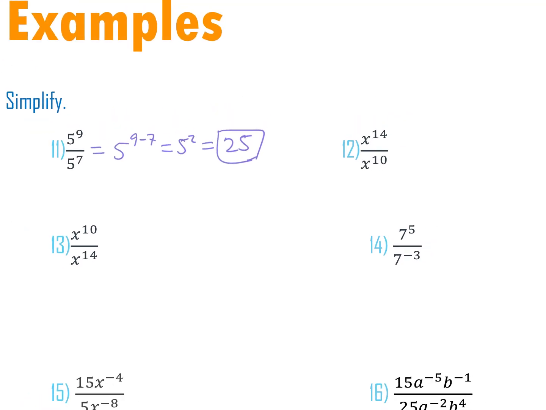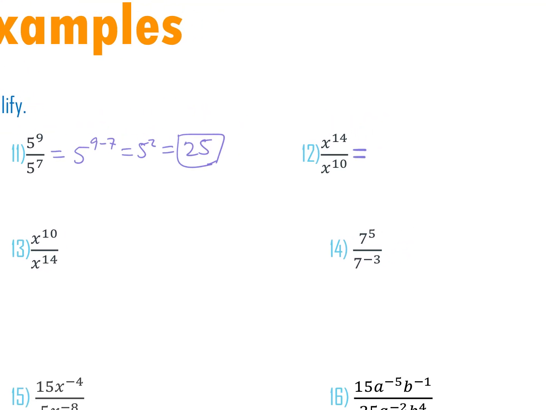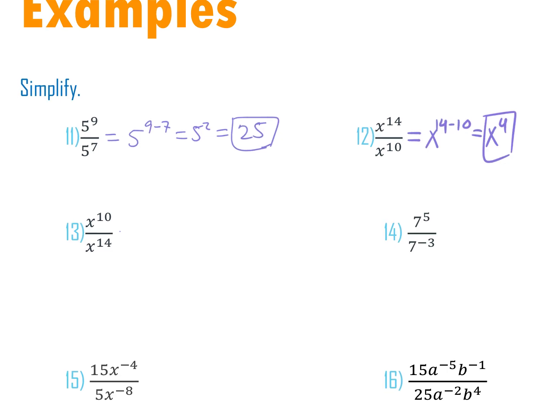Now, something like 12, it's a variable expression. All I'm going to do is subtract the exponents. x to the 14 minus 10 equals x to the 4th. Something like 13, you're going to do the same thing. This is going to be x to the 10 minus 14. So x to the negative 4. Can't have a negative exponent, so I'm going to write over 1, circle that, and move it to the bottom. This is going to get me 1 over x to the positive 4.